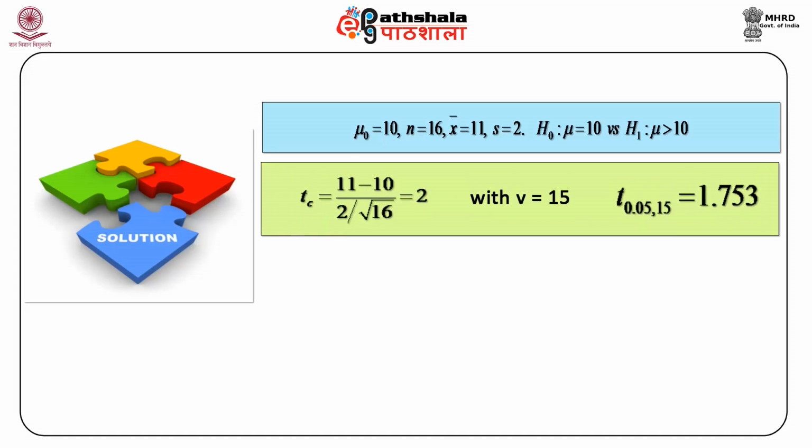The calculated value of the test statistic Tc is equal to 11 minus 10 divided by 2 upon root of 16, which is equal to 2, where the degrees of freedom is 15. Now, the critical value is T 0.05, 15, which is equal to 1.753. The critical value 1.753 is less than the calculated value 2. Therefore, the null hypothesis is rejected at the 5% level of significance, thus justifying the manufacturer's claim.